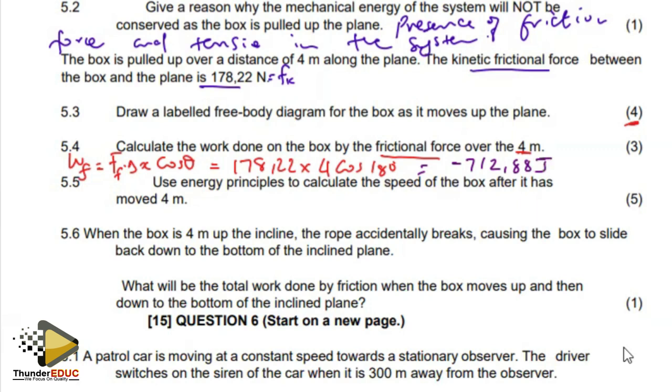So the explanation for the negative sign is just the direction. It's acting in the opposite direction. All right, then 5.5: use the energy principle to calculate the speed of the box after it has moved 4 meters up.